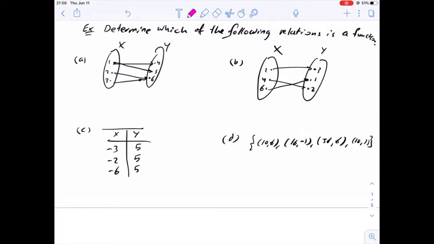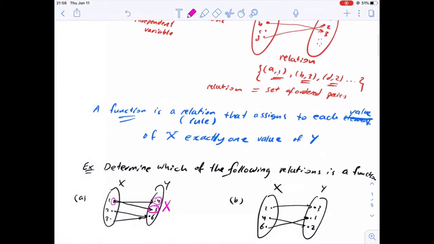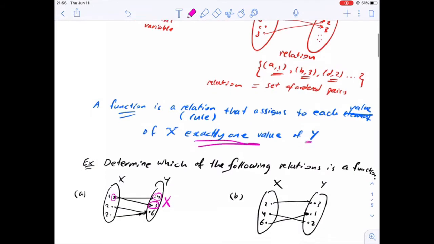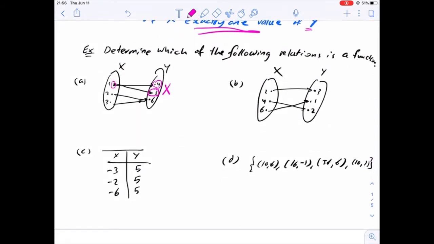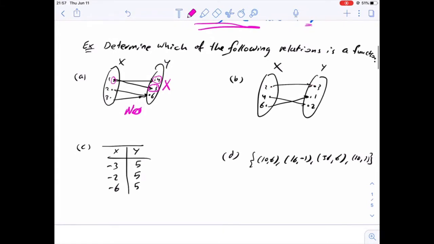Does part A represent a function or just a relation? Actually, if we look at this input, 1, this gives 2 outputs, and that's not allowed. We should have exactly 1 output, exactly 1 value of Y related to a given value of X. So this is not a function. What about B? 2 is related to 3, 4 to 2, 6 to 1. Each input gives 1 output, so yes, this is a function.